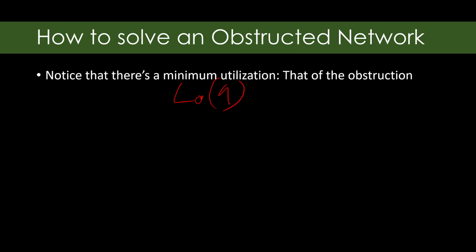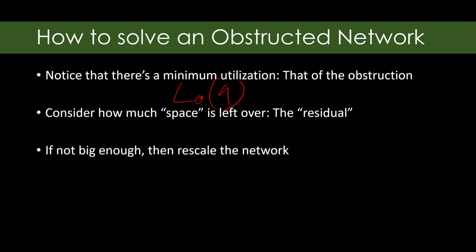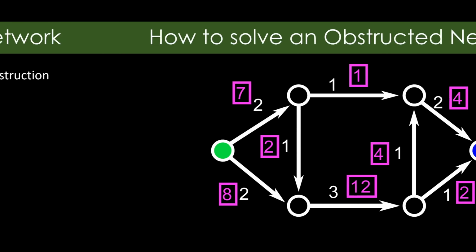We can think about the space left over, the residual. There are quotes here because the residual might not be of the network unscaled. That's why we were talking about residual 4. But it's still a leftover space. If the network isn't big enough to handle the load, we can rescale the network in a particular way to get it. So let's say an example.